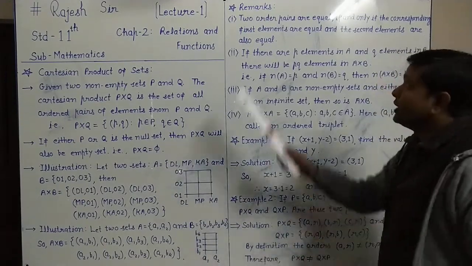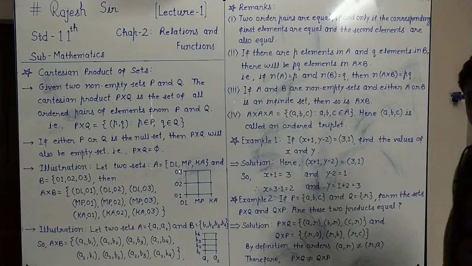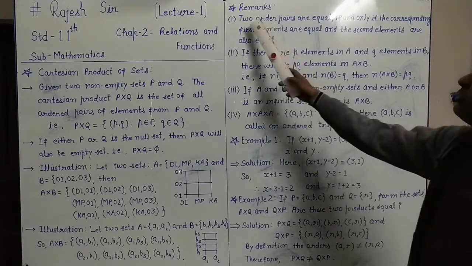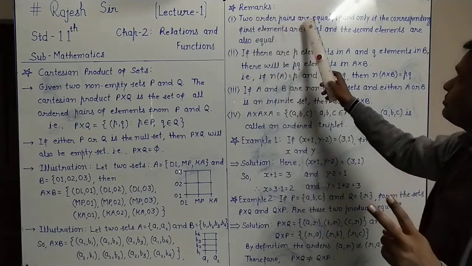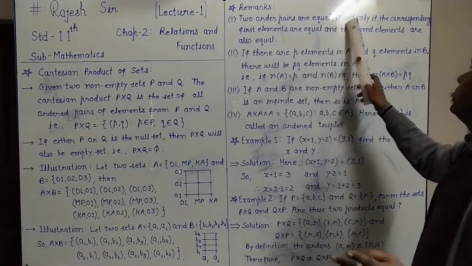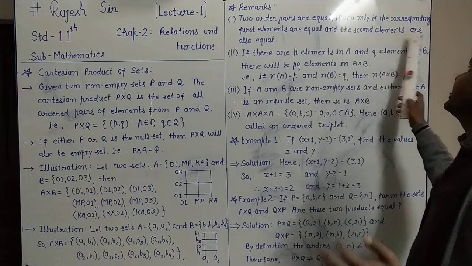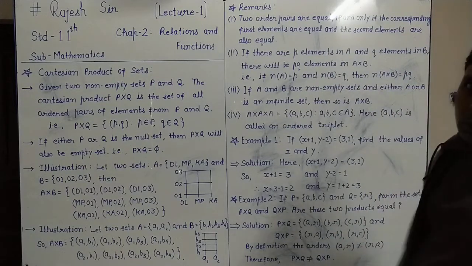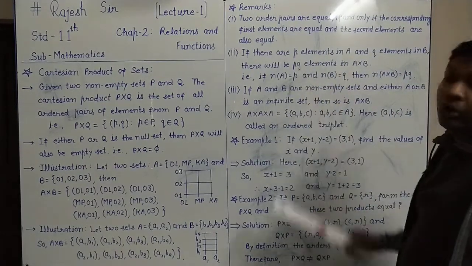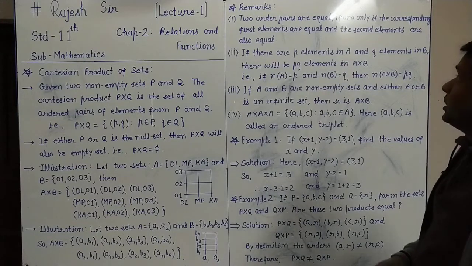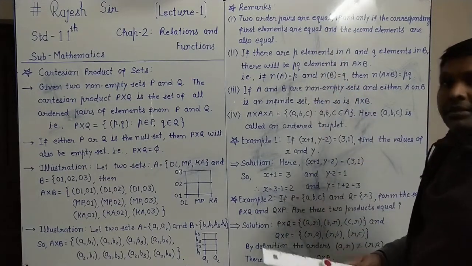Now there are some remarks that we have to understand and remember. The first remark is that two ordered pairs are equal if and only if the corresponding first elements are equal and the second elements are also equal. Then we can say the two ordered pairs are equal. Related to that, we will see examples and understand.